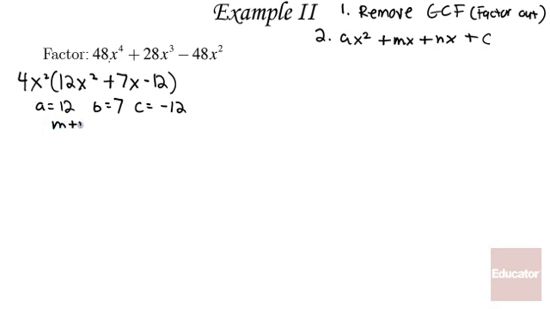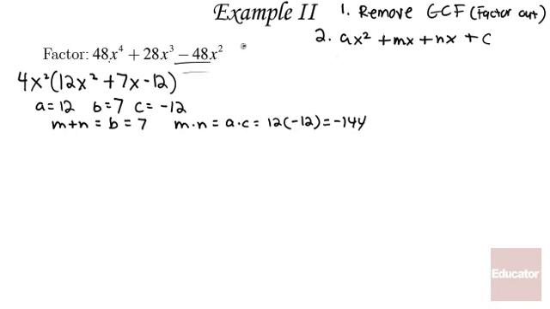m plus n equals b. Here b is 7, so m plus n equals 7. I also know that the product of m and n equals the product of a and c, which equals 12 times negative 12, or negative 144. So working with these two facts, I can write this in this form.